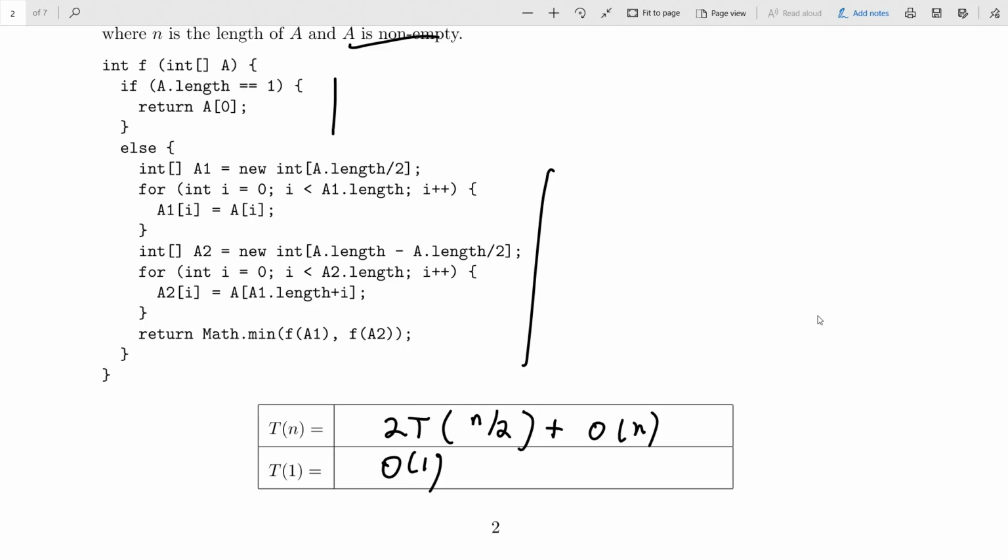Questions about that? Yeah. I have a hard time associating how A2 is equal to half A dot length. Well, if A1 is half the length of A, then A2 will be the length of A minus... oh. Okay. I was looking for A1 dot length, but I've got A dot length divided by 2. Yes. Thanks.